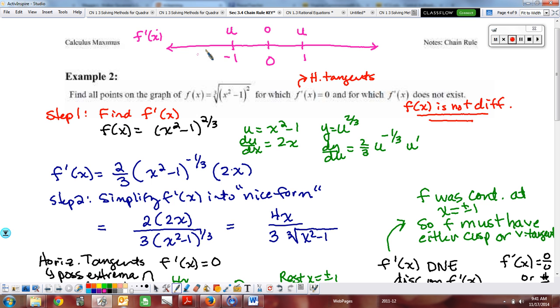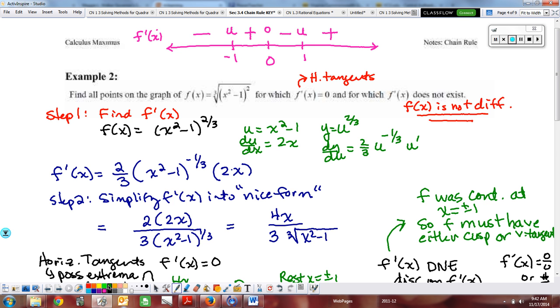If I pick a number down here, say -10, the top of the derivative would be negative and the bottom would end up being positive. Negative over positive is negative. In between, if I pick -1/2, the top would be negative. The bottom, -1/2 squared is 1/4, and 1/4 minus 1 ends up being negative. A negative over a negative is positive. If I put in 1/2, it's positive on top, but still negative on the bottom, so now I'm negative. And then if we say 10, positive over positive would be positive.